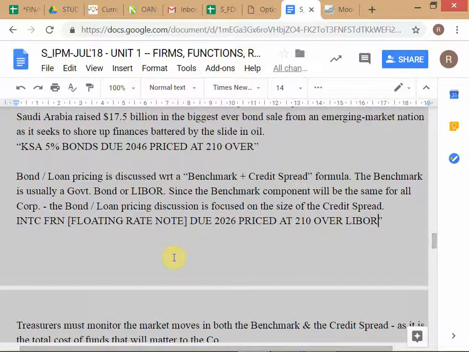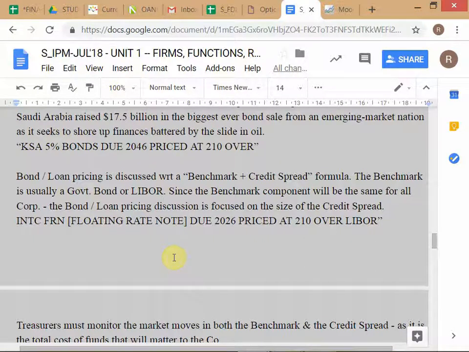The LIBOR rate is missing. You can find the LIBOR rate on the internet, but it is subject to change every 6 or 9 months. That's why it's a floating rate note. Is my question clear? Let's be very clear about the question.